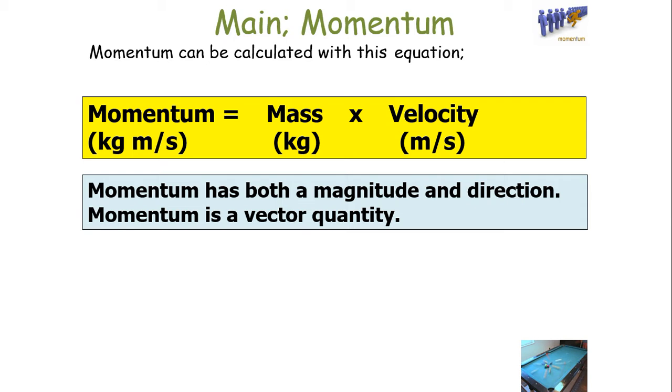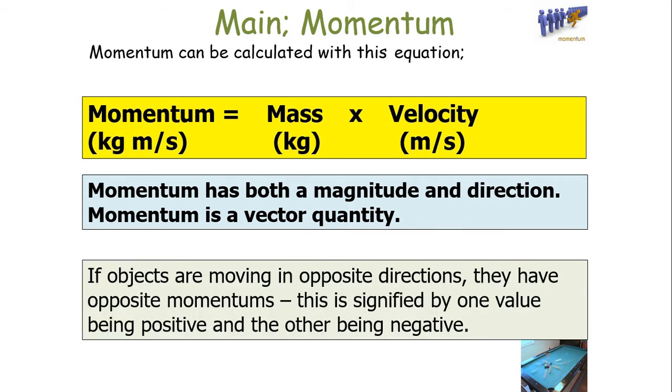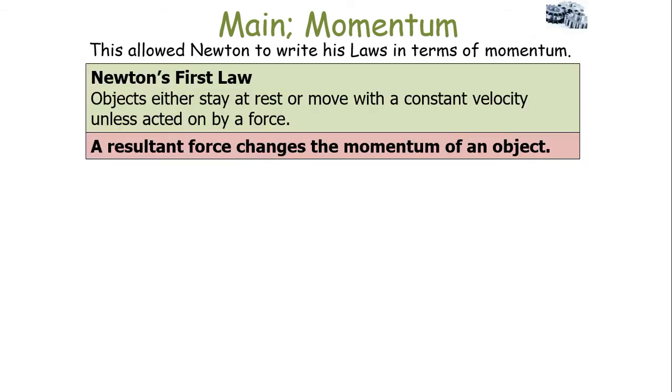Momentum has both a magnitude and a direction. Momentum is a vector. And if objects are moving in opposite directions, they have opposite momentums, which is signified by one value being a plus and the other value being a negative. Now, this allowed Newton to write his laws of motion in terms of momentum.